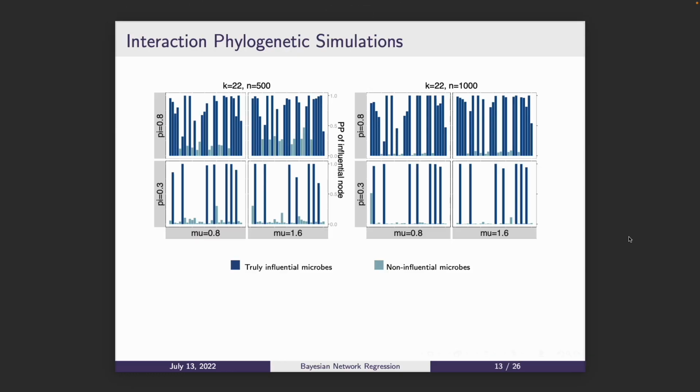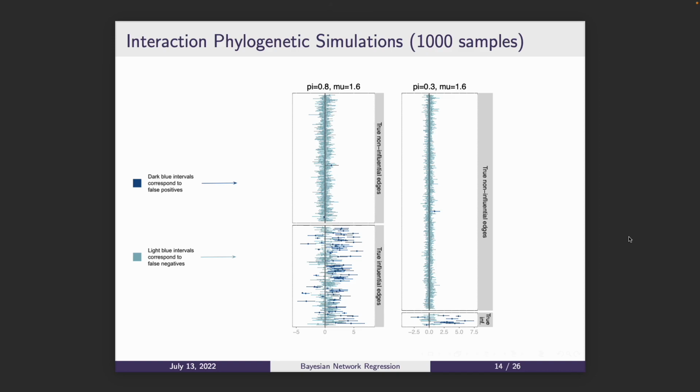For the interaction simulations, the model again performs well. Here, results are given for both sample sizes, with dense adjacency matrices. With 1,000 samples, the model does better separating influential from non-influential microbes, but the results look good with both sample sizes. For the edge coefficients, both plots here are for 1,000 samples with strong main effects. We see very few false positives, again, but this time there are slightly more false negatives, as opposed to the unrealistic simulations. Again, though, the model performs pretty well overall in this case.